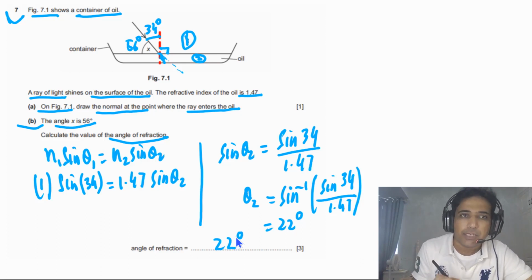Simply you have to use Snell's law and you have to be careful. Angle of incidence is this one. Angle with the normal means the angle between the ray and the normal. So we have to take 34 instead of 56.